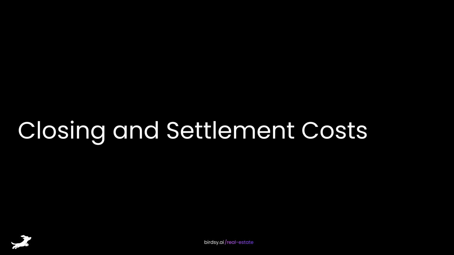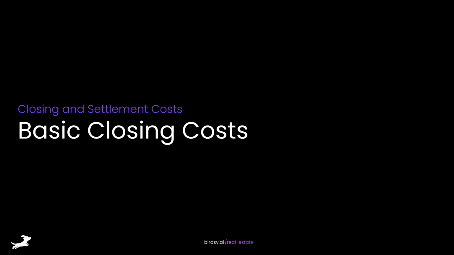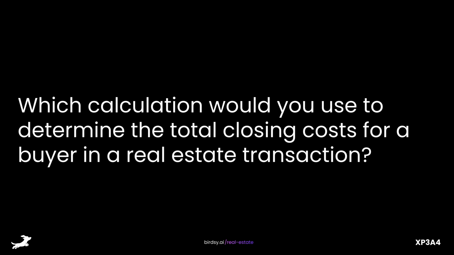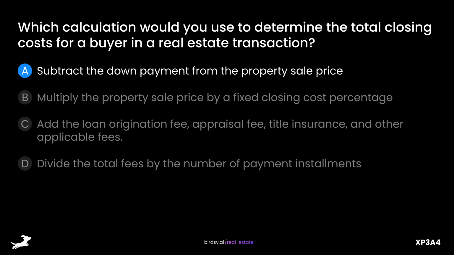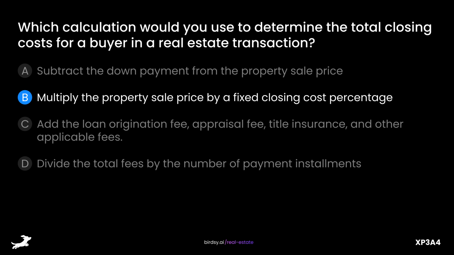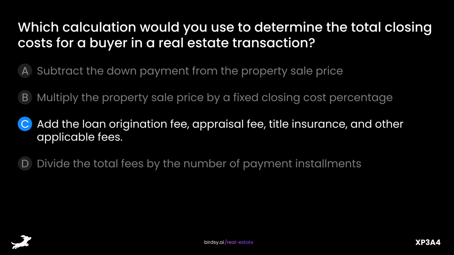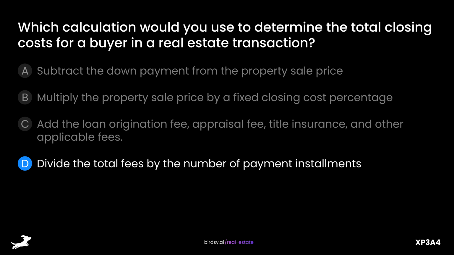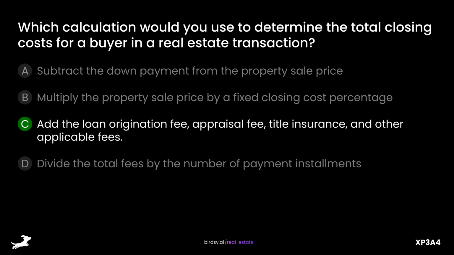We'll continue now with closing and settlement costs. Basic closing costs. Which calculation would you use to determine the total closing costs for a buyer in a real estate transaction? Is it A, subtract the down payment from the property sale price? B, multiply the property sale price by a fixed closing cost percentage? C, add the loan origination fee, appraisal fee, title insurance, and other applicable fees? Or D, divide the total fees by the number of payment installments? The answer is C, add the loan origination fee, appraisal fee, title insurance, and other applicable fees.